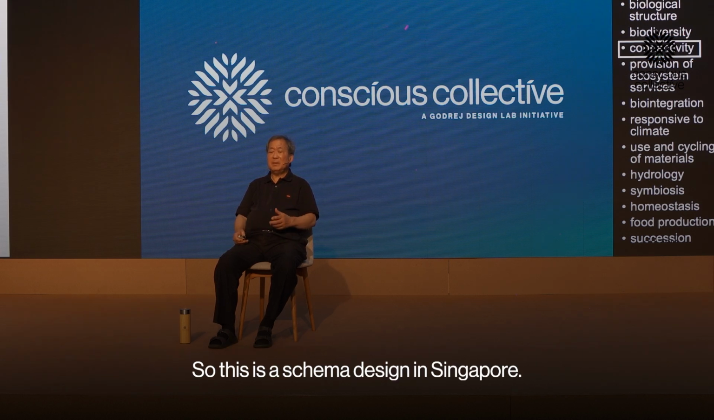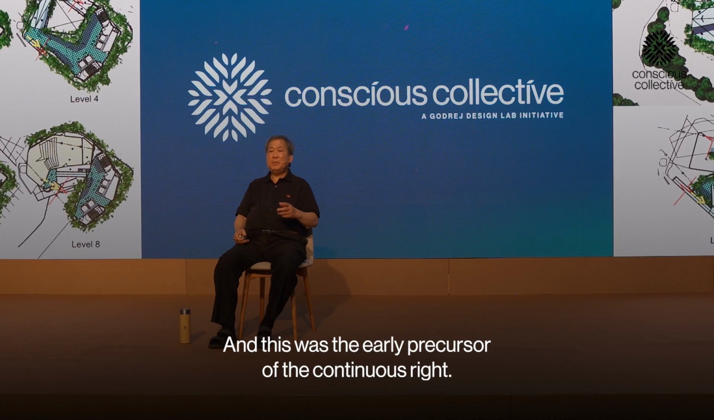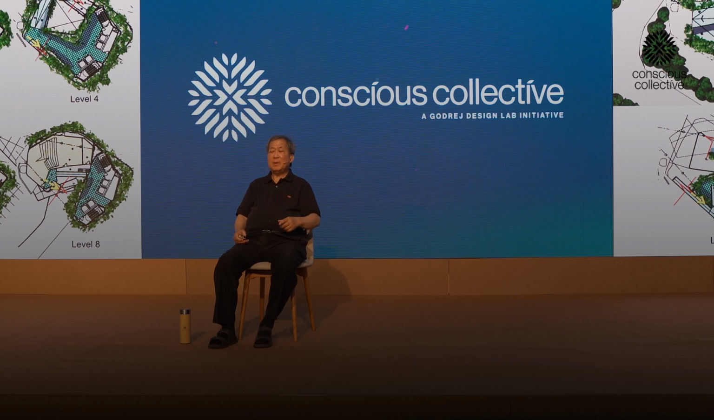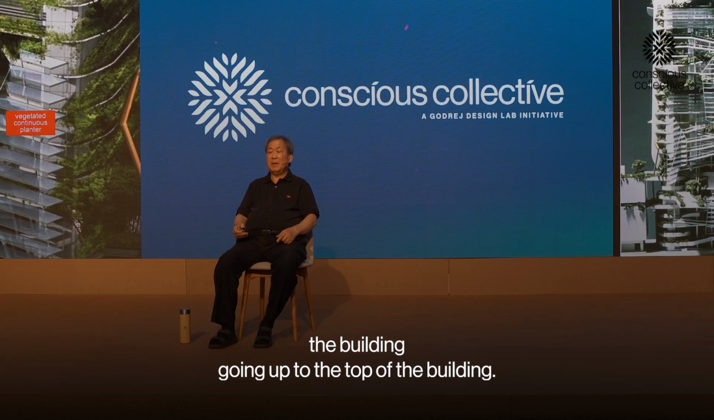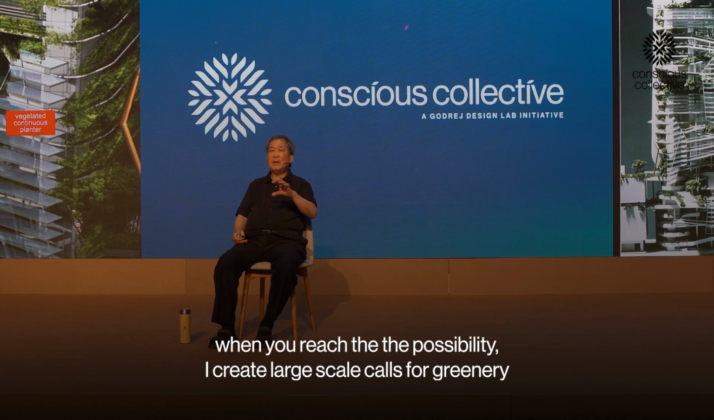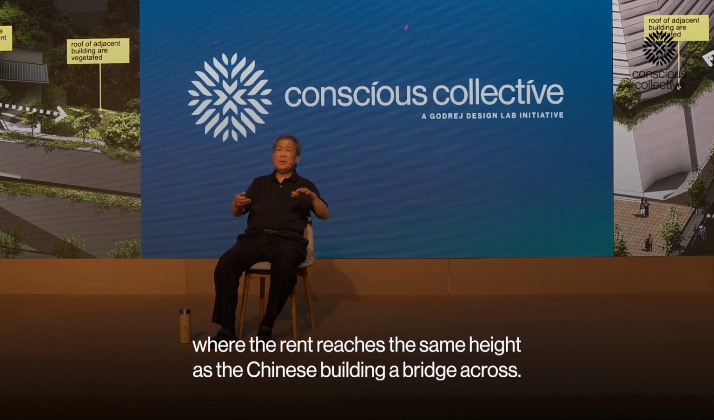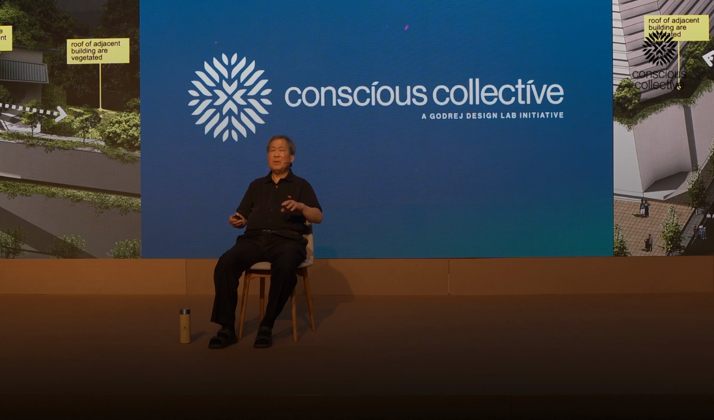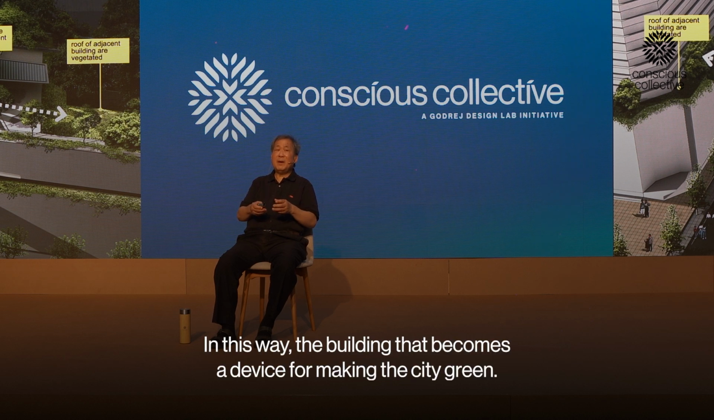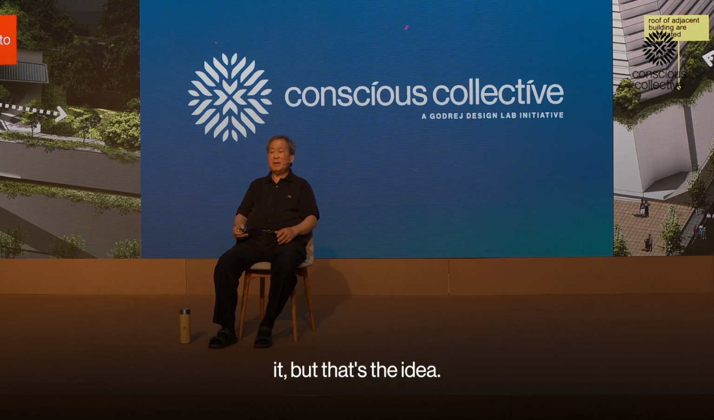So this is a scheme we designed in Singapore, and this is Waterloo Road. This was the early precursor of the continuous ramp. The ramp starts from the ground, it weaves its way around the outside of the building, going up to the top of the building. When you reach certain parts of the building, I create large sky courts with greenery. And then within the greenery, where the ramp reaches the same height as the adjoining building, I bridge across. So we green the roofs of the buildings next door. In this way, the building becomes a device for making the city green. I mean, nobody's adopted it, but that's the idea.